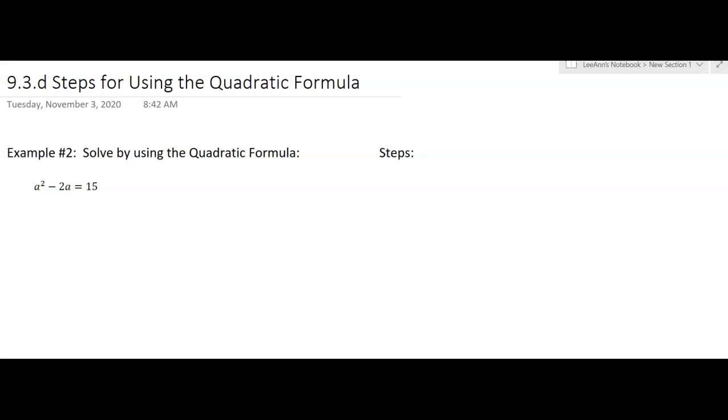Okay, so now we're going to give you some steps on how to use the quadratic formula. So step 1, it has to be in standard form. It has to be in x squared plus bx plus c equals 0. It has to be in that form. So step 1, get standard form. I'll call it standard form, the standard form of a quadratic equation.